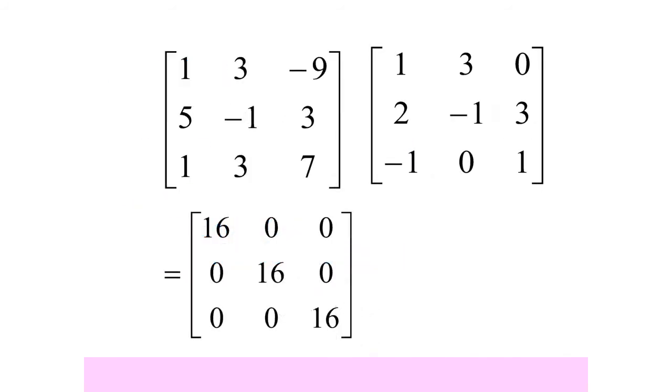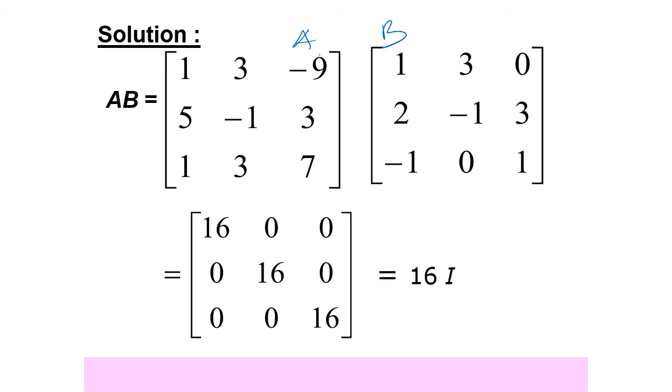So what is A multiplied by B? From here we can see that after multiplying the matrices A and B, we get a result of 16, 0, 0, 0, 16, 0, and 0, 0, 16. So what does this mean? This is actually 16I, so 16 of identity. So what we get as the result is AB equal to 16I. This is in the form of AB equal to KI.